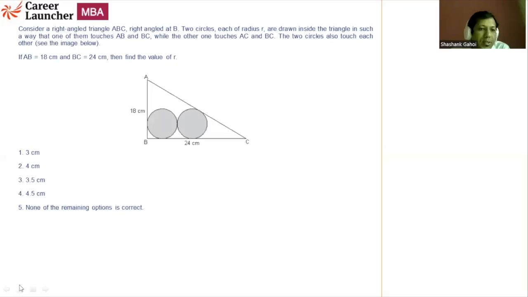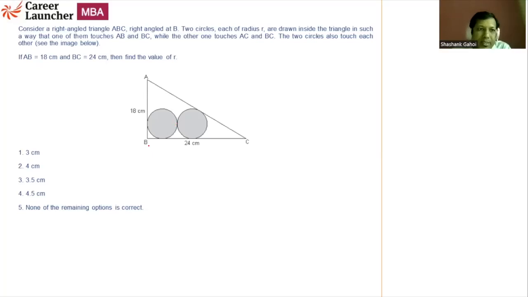Let's start this question. So what does this question say? Consider a right angle triangle ABC, right angle at B. Basically we can see the right angle triangle is already drawn and there are 2 circles, and the radius of each circle is R. This circle touches AB and BC, and the other one touches AC and BC. The 2 circles also touch each other. We can see it clearly.